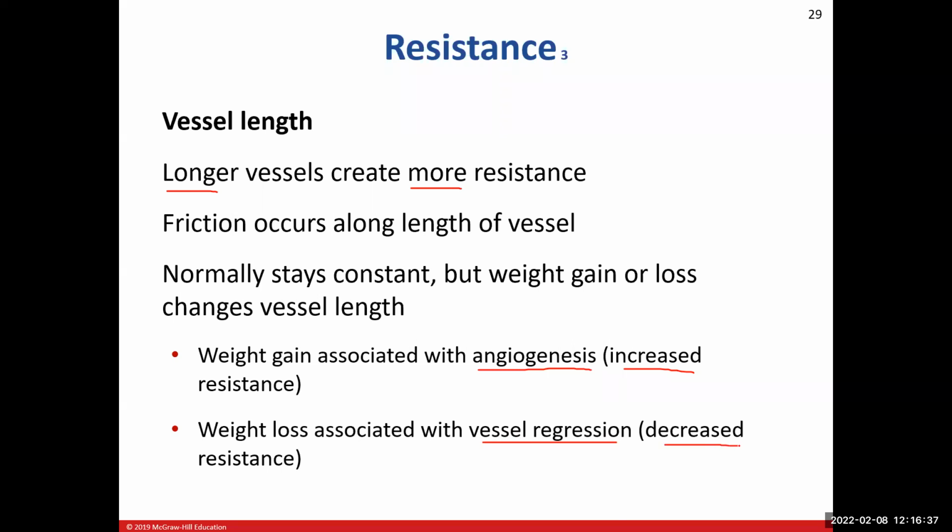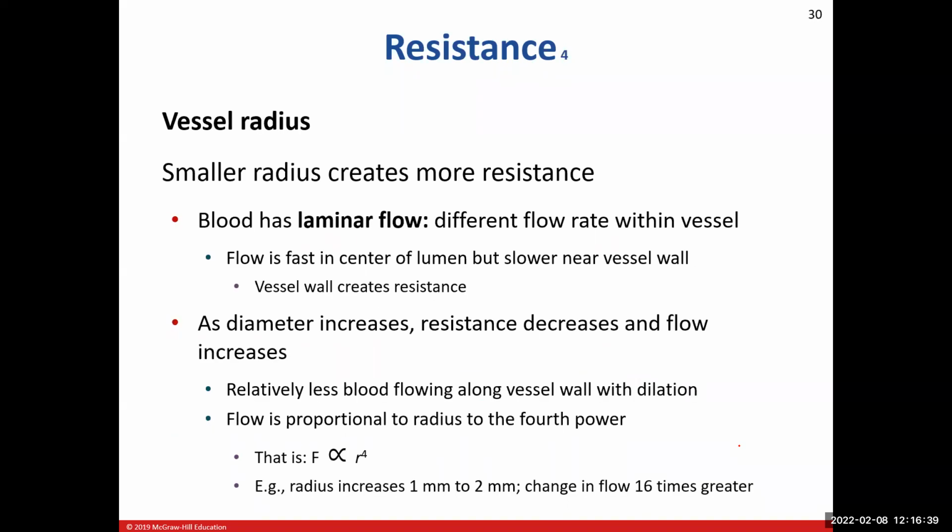That's vessel length. Then finally, vessel radius. Smaller radius, more resistance. Vasoconstriction basically causes more resistance. See, blood likes to flow through the blood vessel in what we call a laminar flow, just like this.